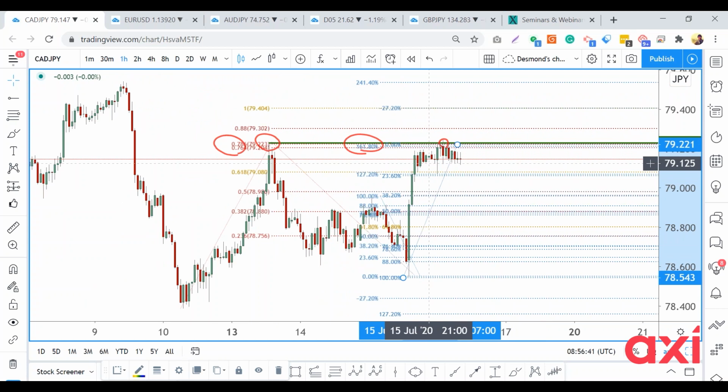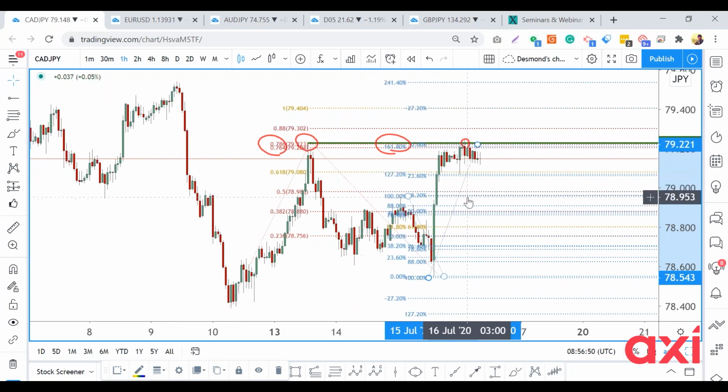You're not looking to play the big move up like a position trade where you hold it for a long time. You're only looking to play the quick reaction. So yeah, in this case, a quick reaction off there and it drops down.